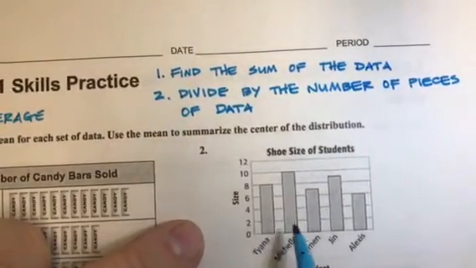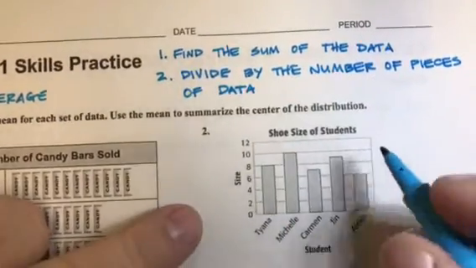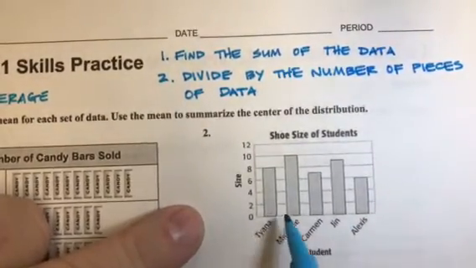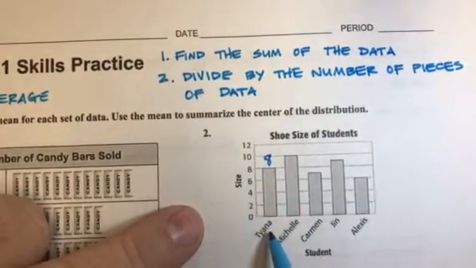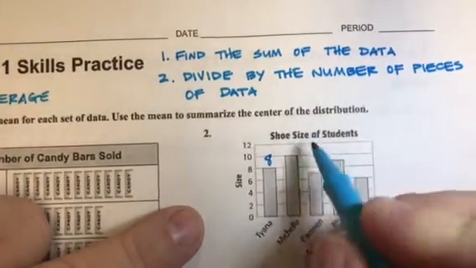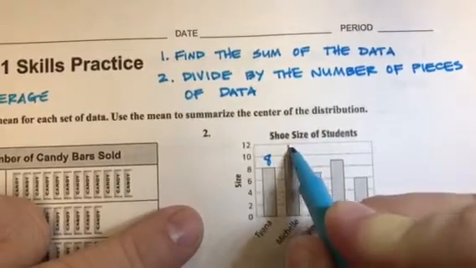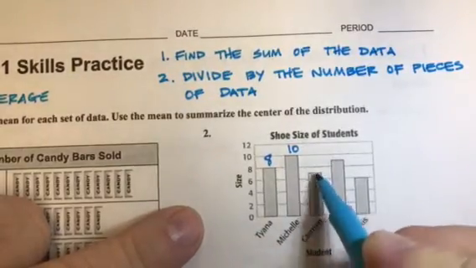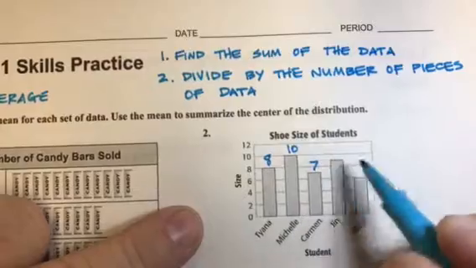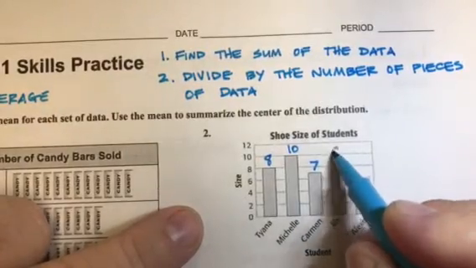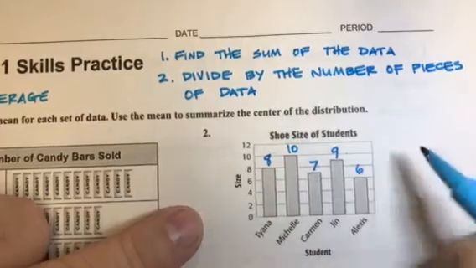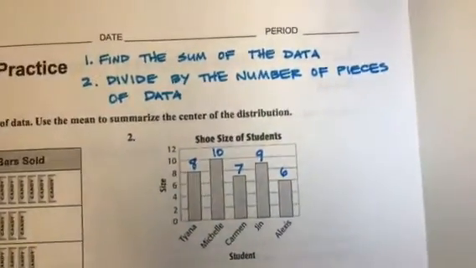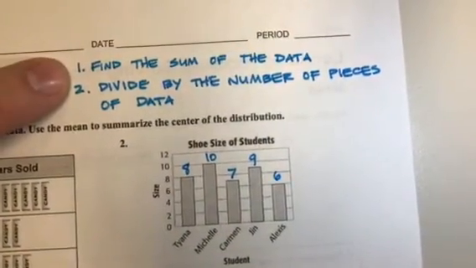First of all, I want to find the sum of the data, so I'm going to use some organization to help me. I'm going to label my graph. So this student right here, shoe size was 8. Michelle's shoe size was a 10. Carmen's was in between 6 and 8, so that's 7. Jen's was 9, and this student, Alexis, was a 6. So I need to find the sum of the data.